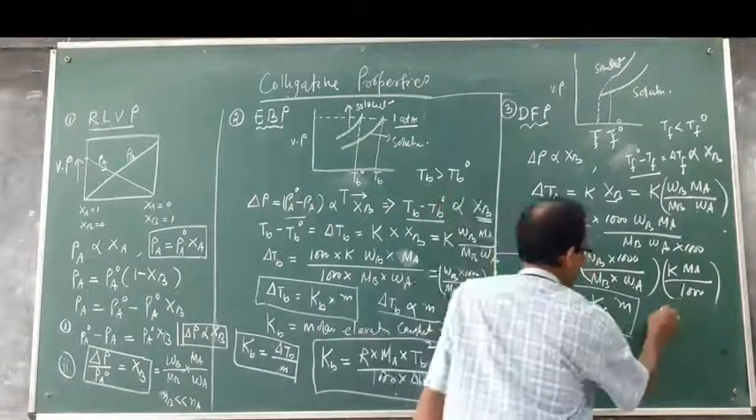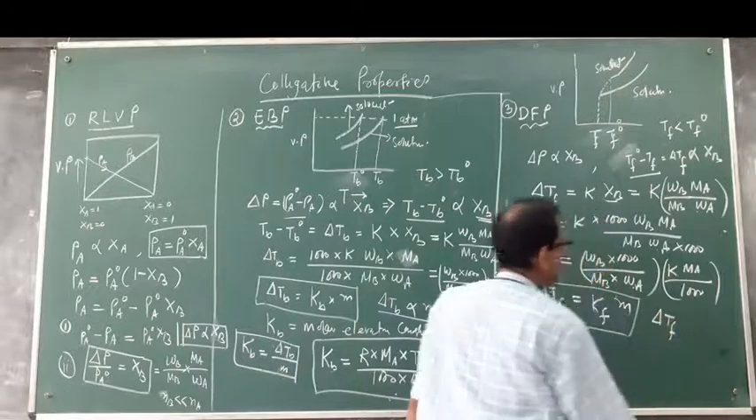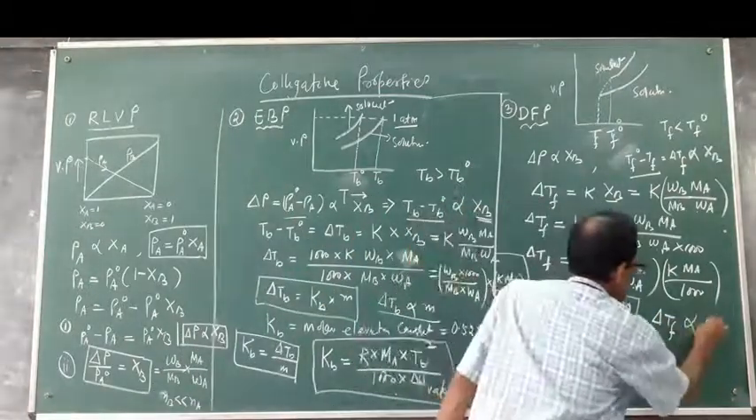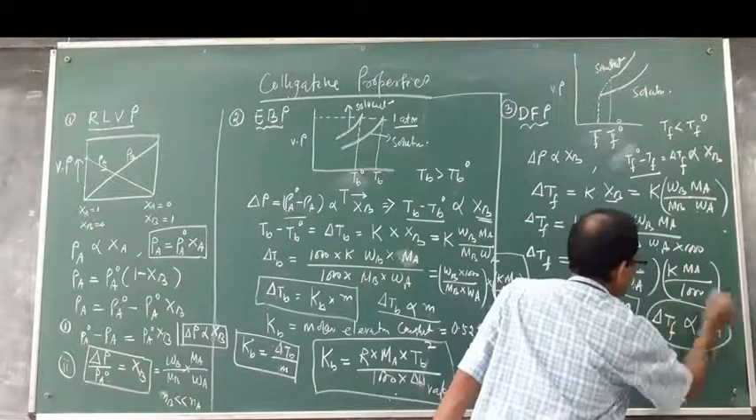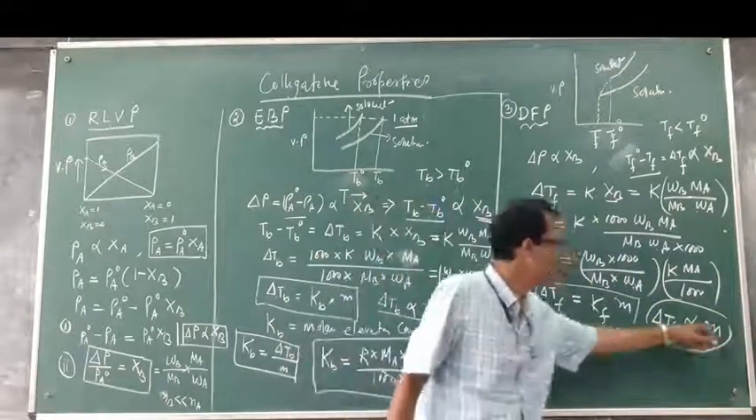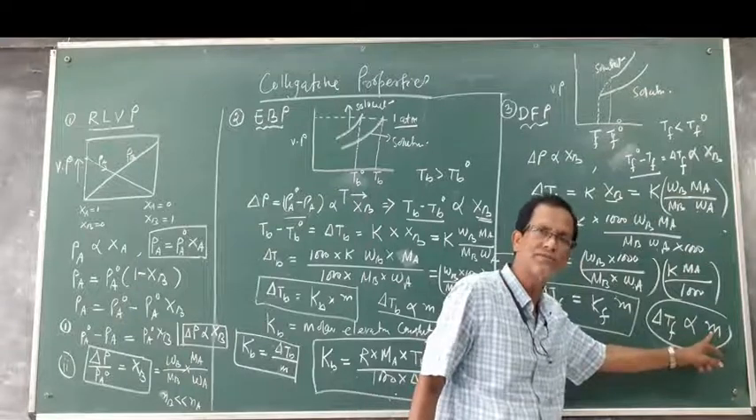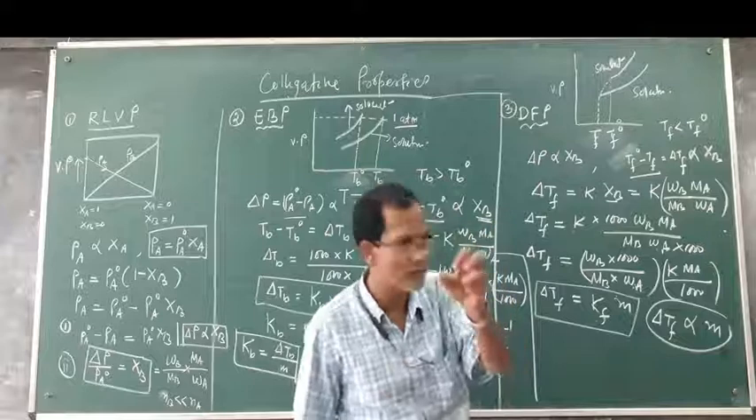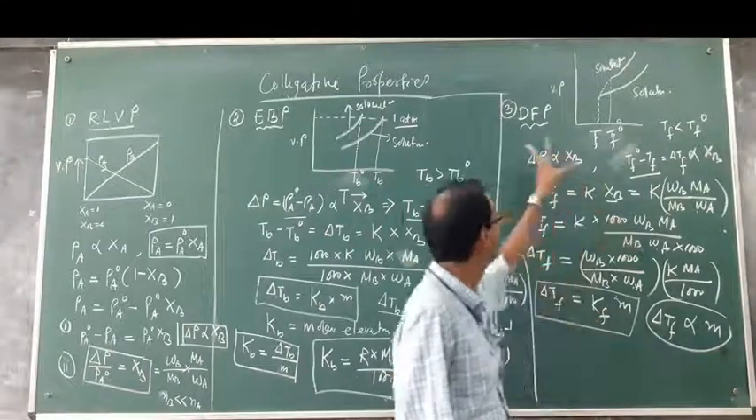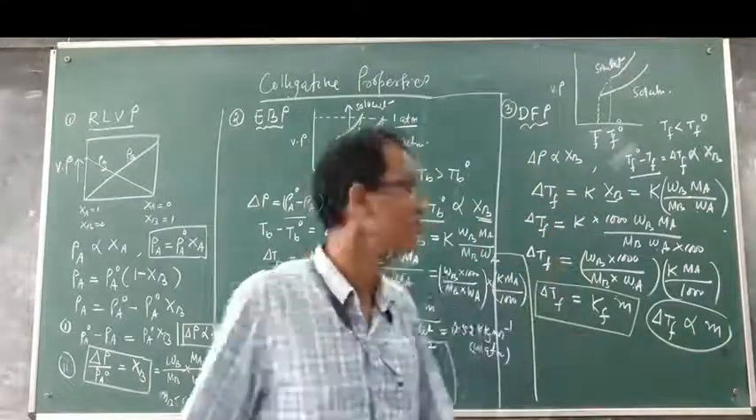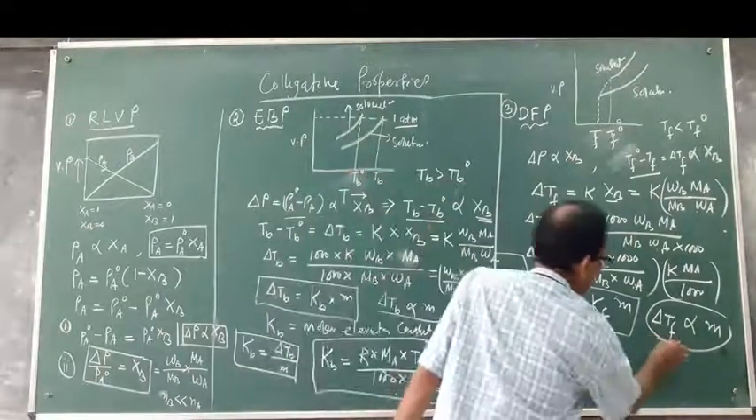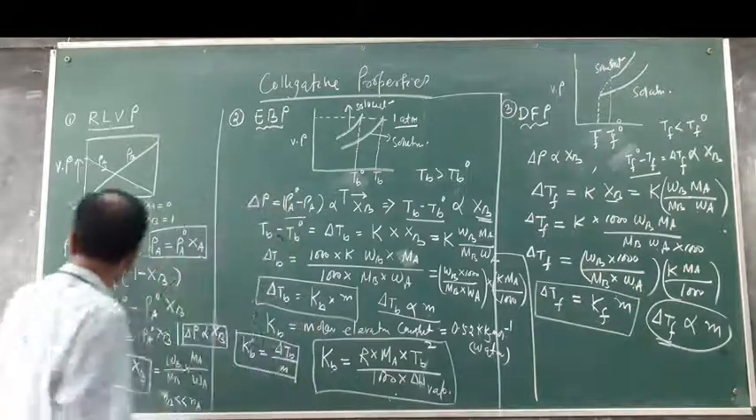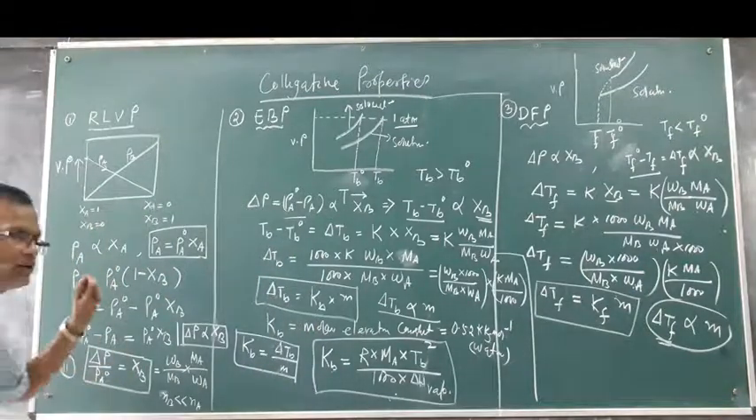That means del Tf, the decrease in freezing point, is directly proportional to small m. Small m means molality, the number of moles per kg of solvent. That means it depends on the number of moles, that is, the amount of solute. That's why decrease in freezing point is a colligative property. Elevation of boiling point is a colligative property. Relative lowering of vapor pressure is a colligative property.